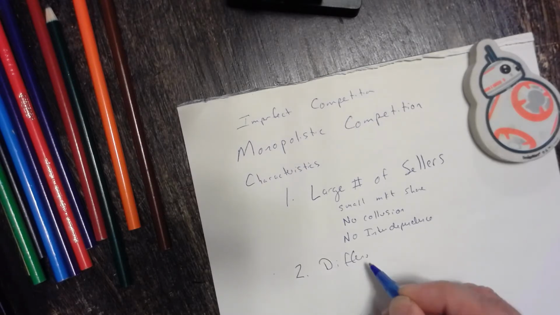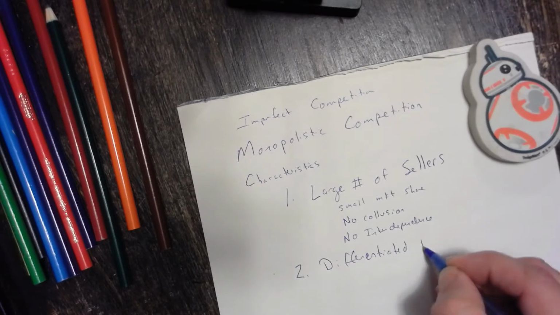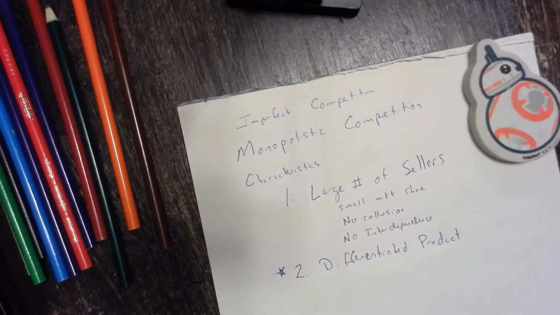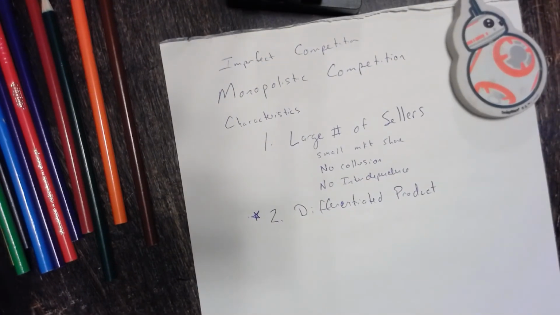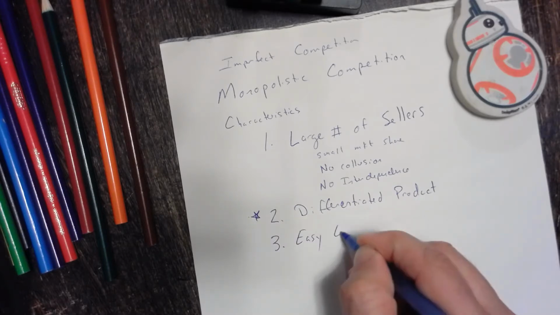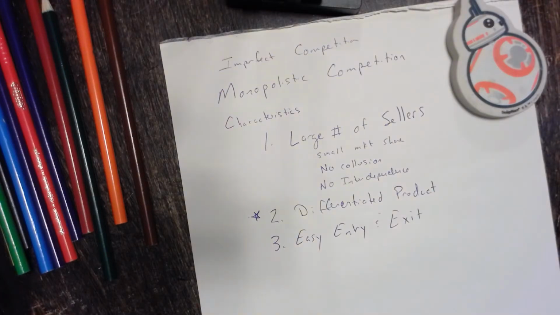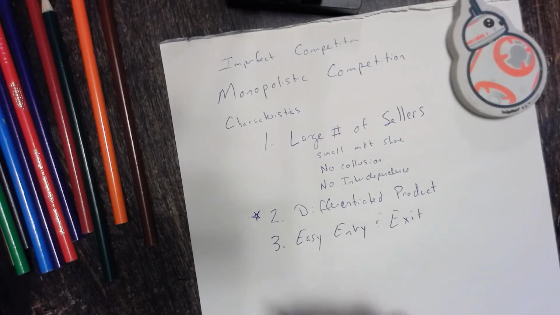Second characteristic. They make a differentiated product. We're going to put a little asterisk next to that, and we're going to come back to what a differentiated product is in a minute, because I just want to get through the basic characteristics. Then you have easy entry and exit into the market, unlike a monopoly where there are barriers to entry, but more like pure competition where you can go in and out very easily.